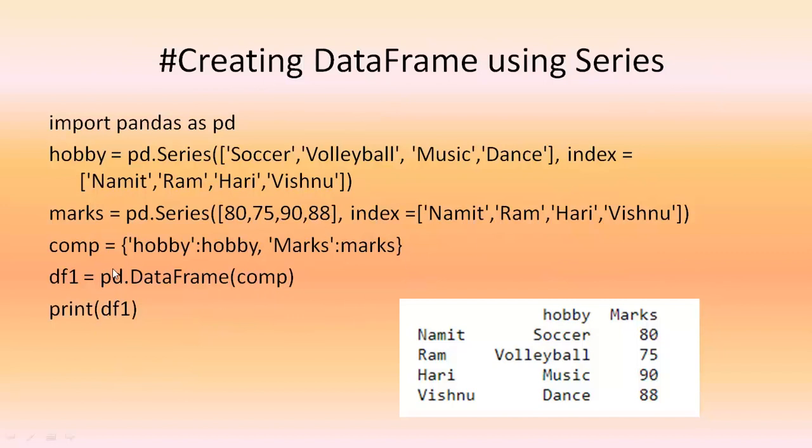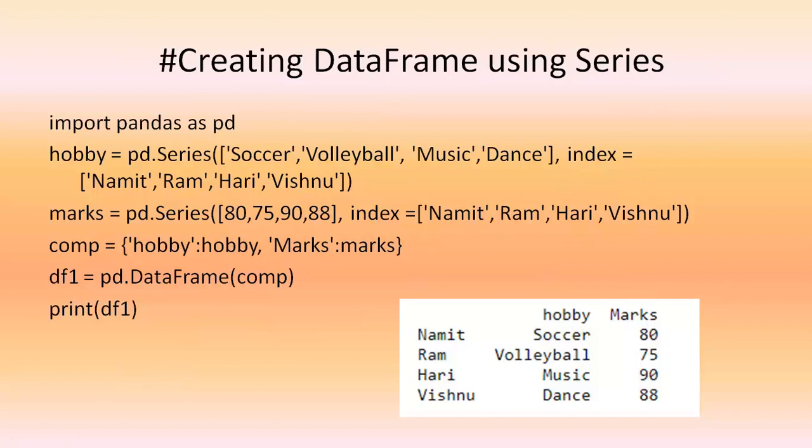After completion of this program code, when you run it, you will see this output. Here the index is Namit, Ram, Hari and Vishnu, hobbies are soccer, volleyball, music and dance, and marks are 80, 75, 90, 88. In this manner you can create a data frame using series.